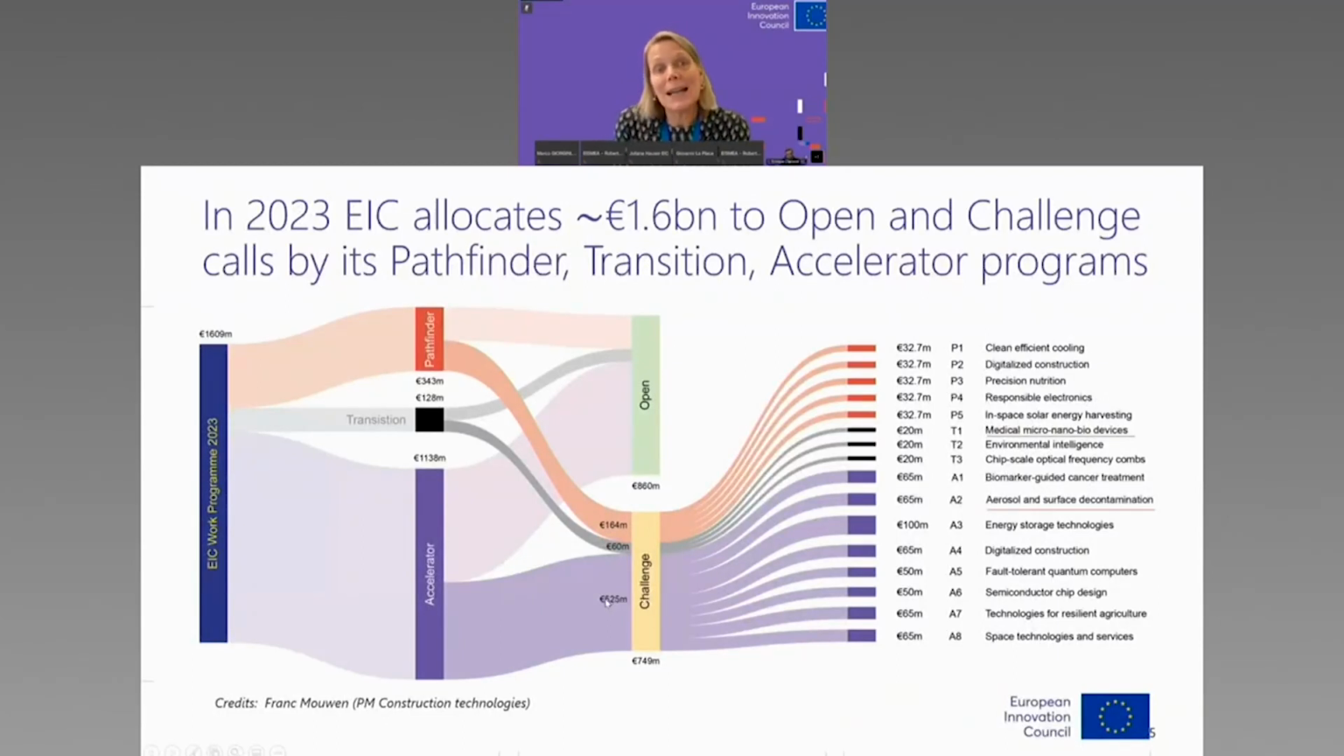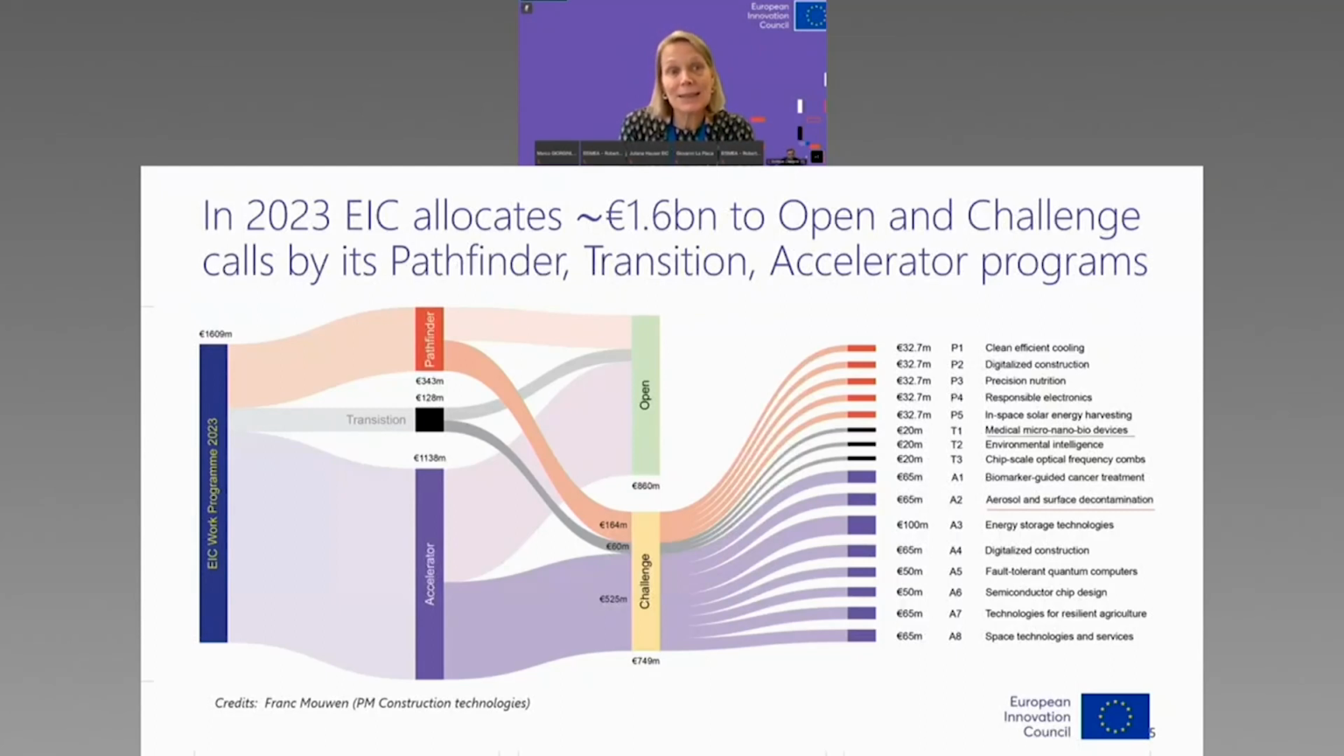So this slide shows an overview of the whole work program of the European Innovation Council. You can see that we have 3 main instruments. We have Pathfinder, we have Transition, and we have Accelerator. Enrique will briefly explain what they are if you don't know what it is.